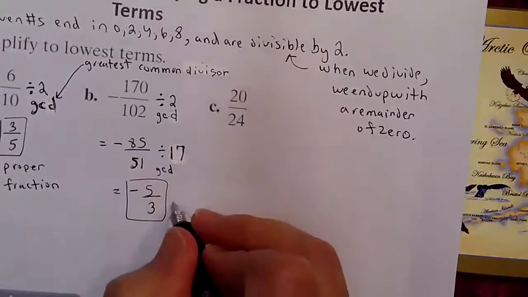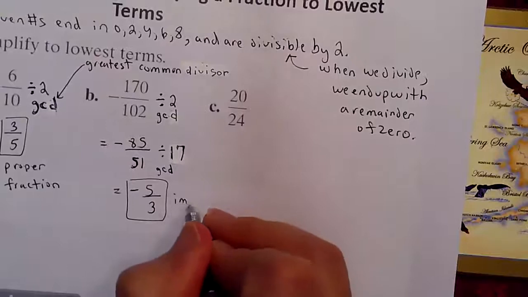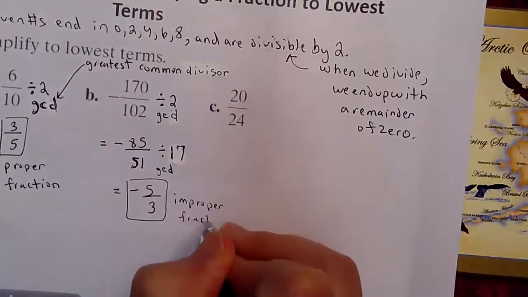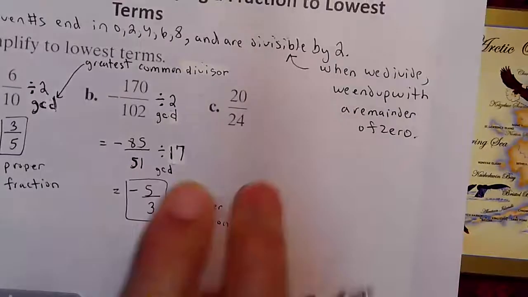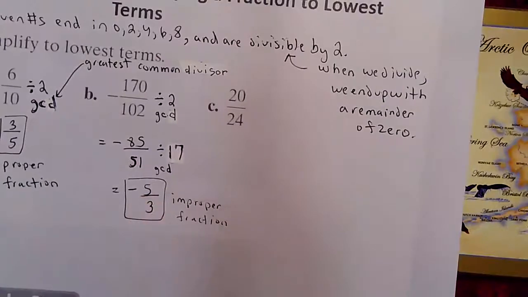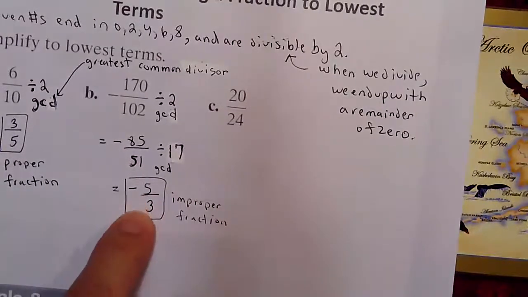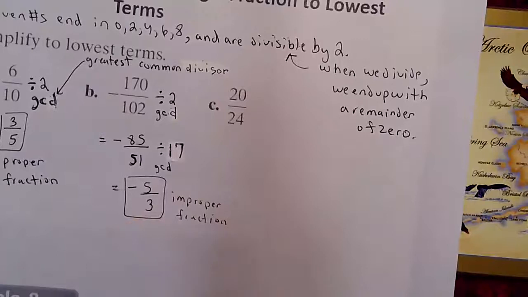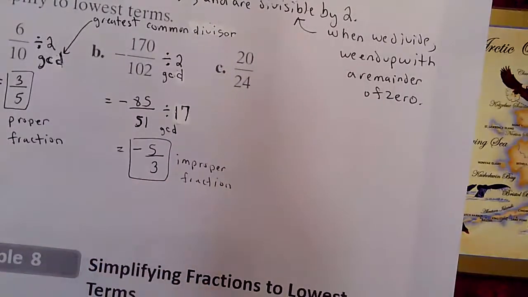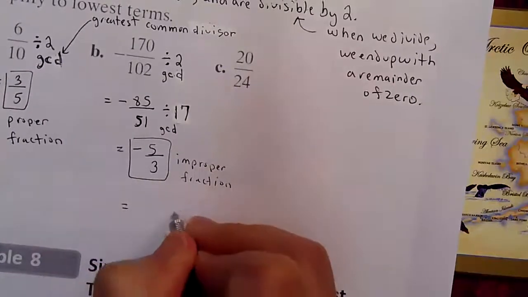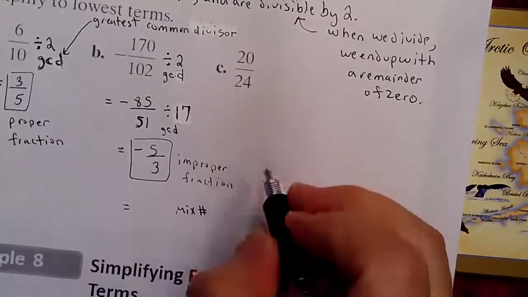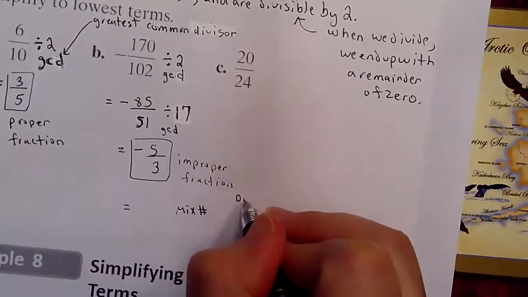Okay, and this is called an improper fraction, because the 5 is a little bit bigger than 3. I know it's a -5/3, but this is called improper because 5 is greater than 3. So if I wanted to make that into a mixed number, what I could do is long division.